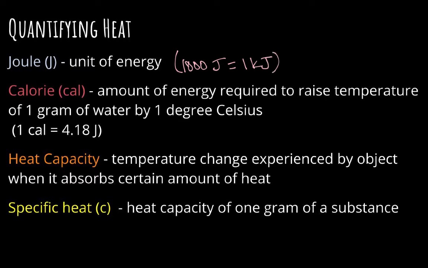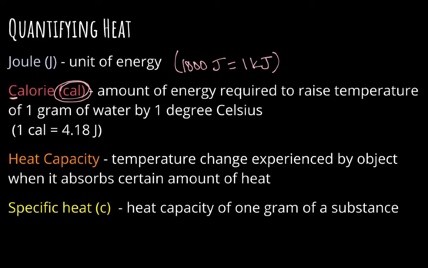A calorie with a big C is the amount of energy required to raise the temperature of 1 gram of water by 1 degree Celsius. Technically this C here should be a lowercase one, because this is what we're looking at. So a little calorie is equal to 4.18 joules.